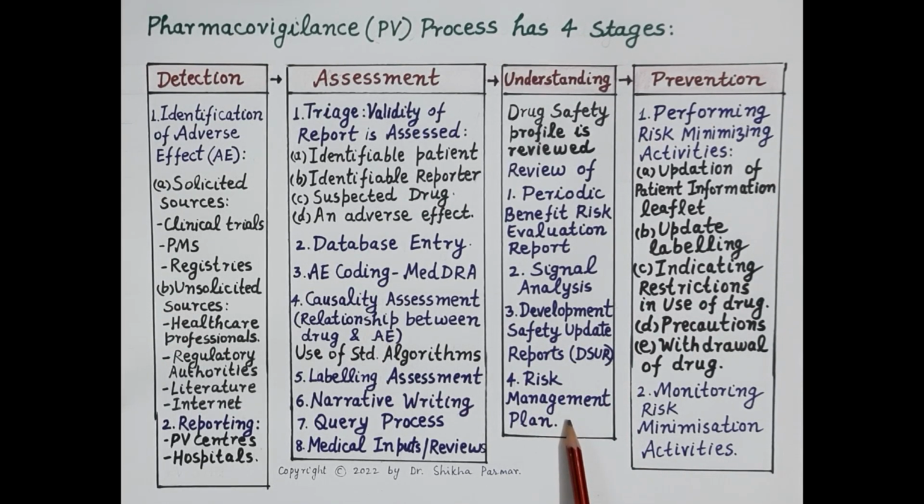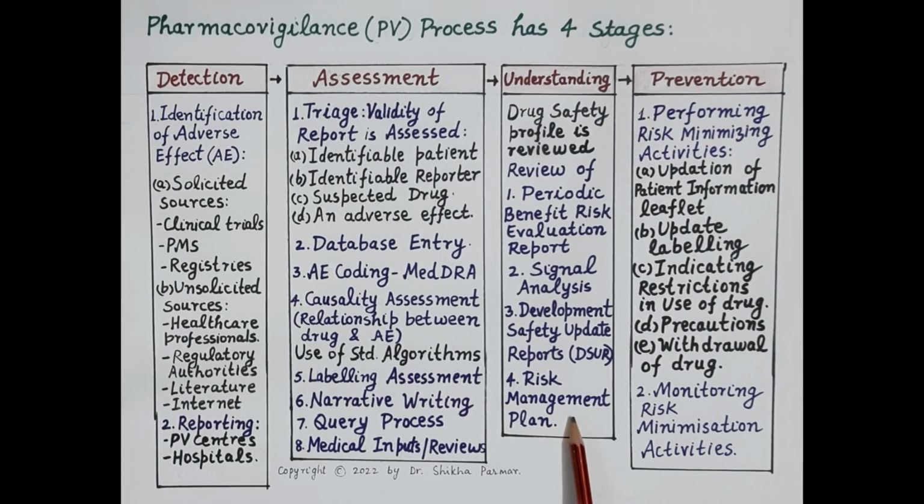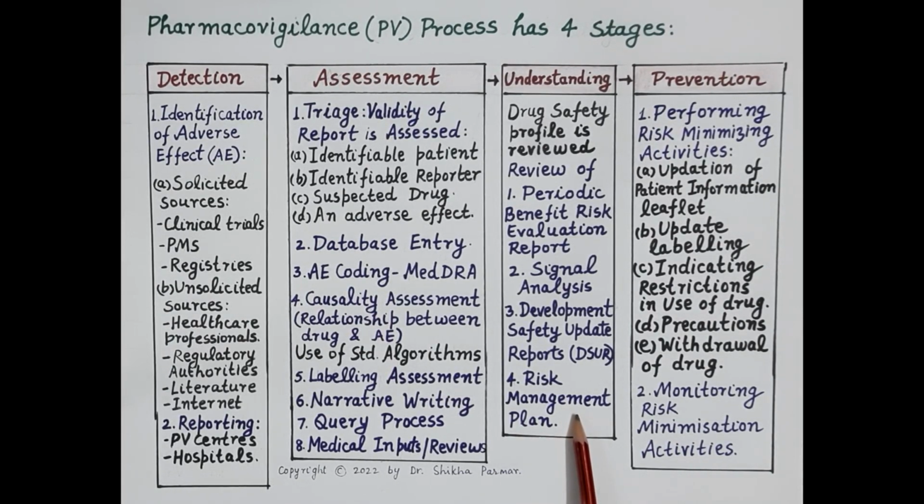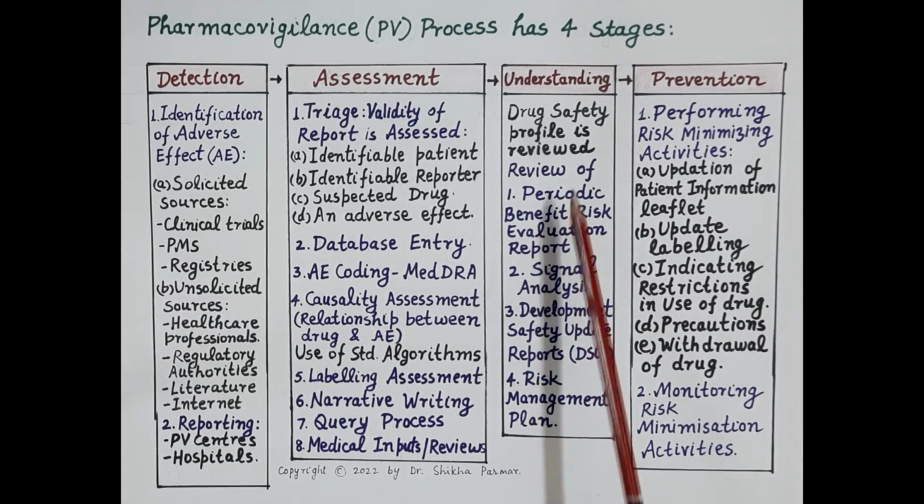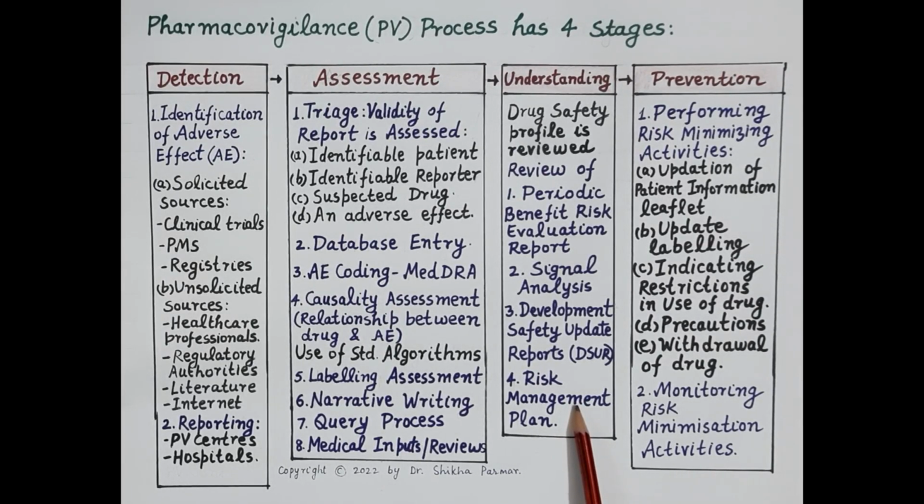So, the risk management plan made prior to the marketing of the drug is again reviewed and analyzed. Now, this risk management plan describes a plan to promote safe use of the drug, identify adverse effects, and a process to minimize and prevent the adverse effects. So, all these documents are thoroughly reviewed so that measures could be taken to prevent the adverse effect.